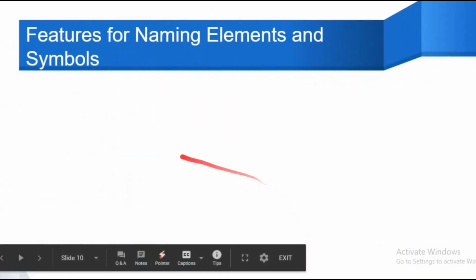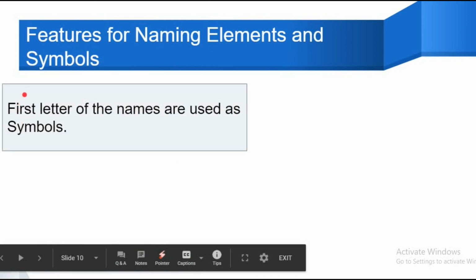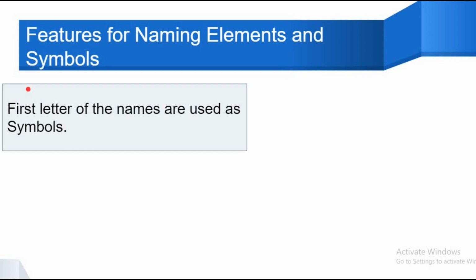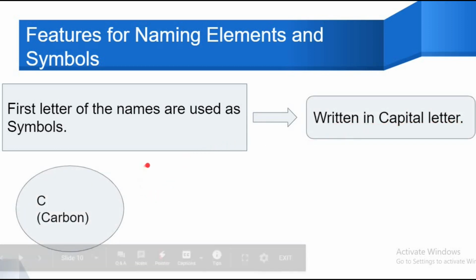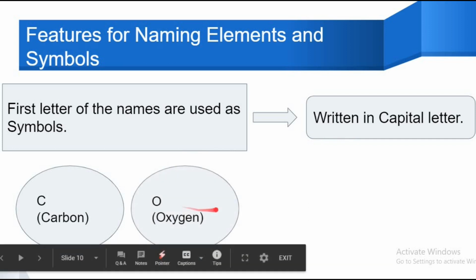Letters representing the names of the elements are used as symbols. In this system, every element is represented by a single letter or combination of two letters that are derived from its name. If the first letter of their name is used, then it should be written in capital letter. Example, C for carbon, O for oxygen, N for nitrogen, etc.